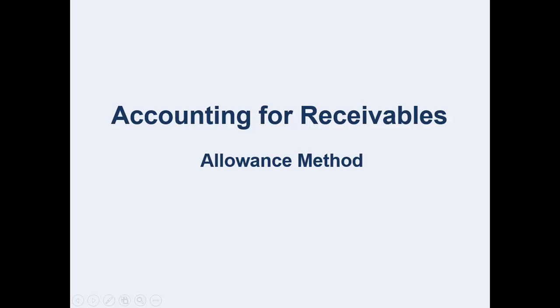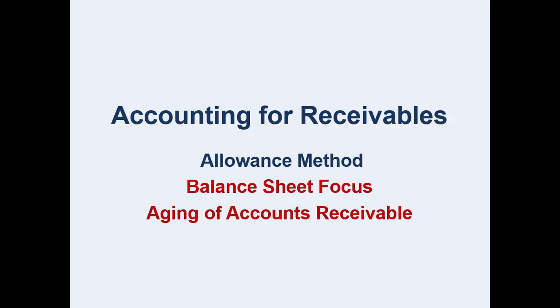So now that we've reviewed the basics of accounting for bad debt, we're going to look at this one specific type, and that is using the allowance method, which, as you recall, is a balance sheet focus. And we're looking at the aging of accounts receivable. So what is bad debt?